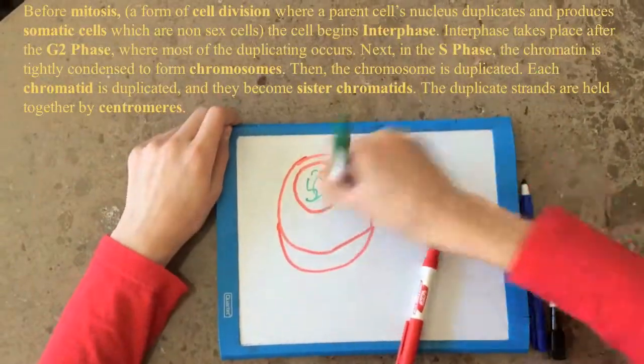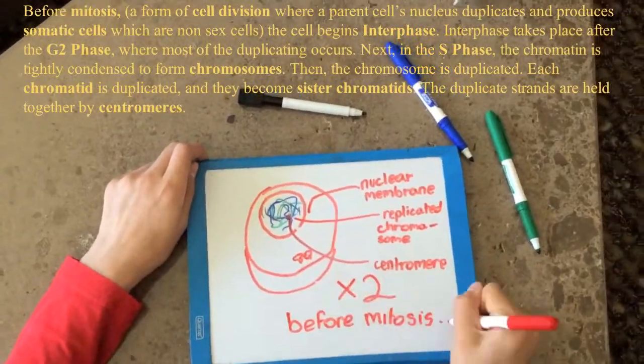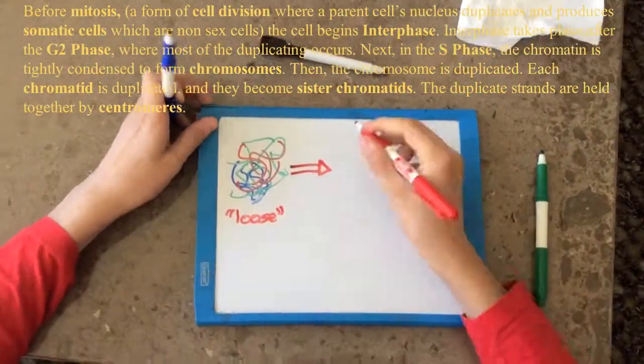Before mitosis, a form of cell division where the parent cell's nucleus duplicates and produces somatic cells, which are non-sex cells, the cell begins interphase. Interphase takes place after the G2 phase, where much of the duplicating occurs. Next, in the S phase, the chromatin is lightly condensed to form chromosomes.